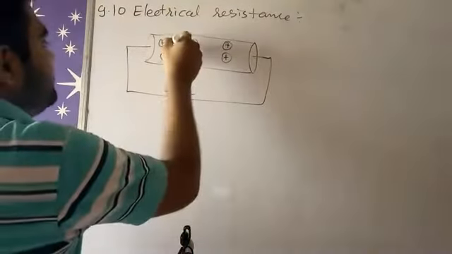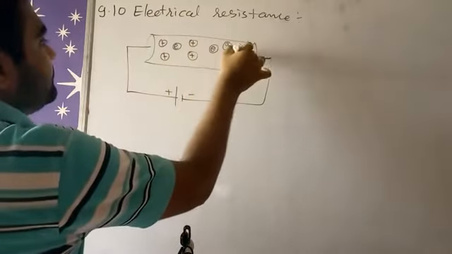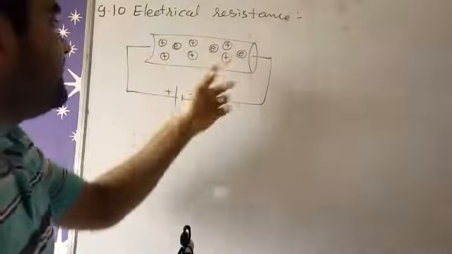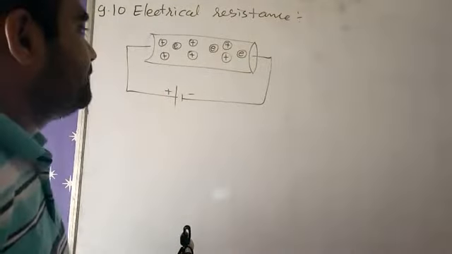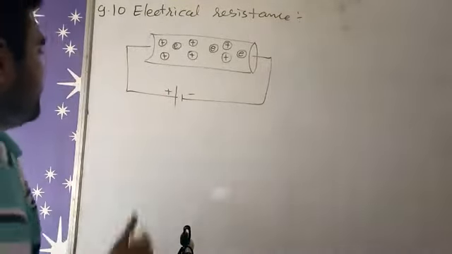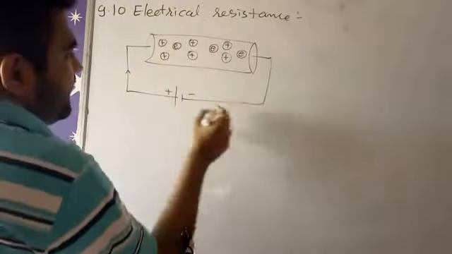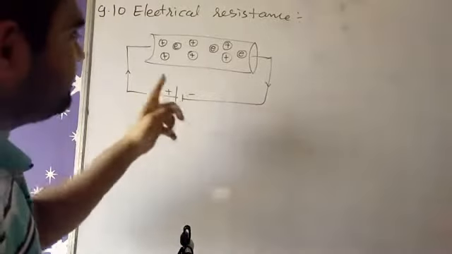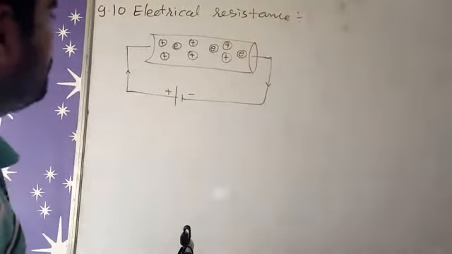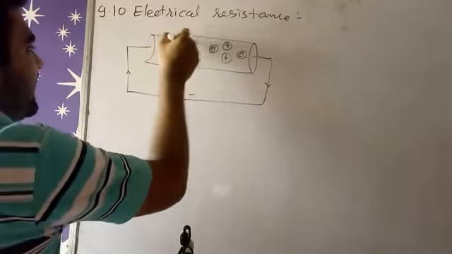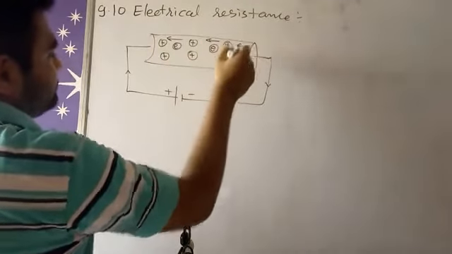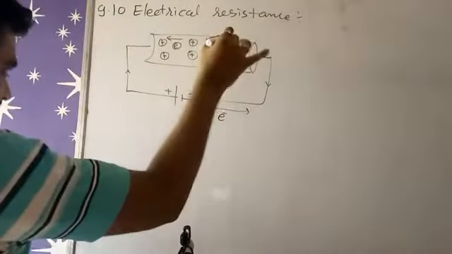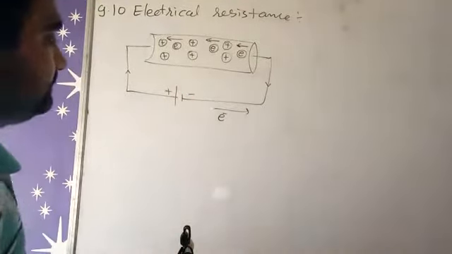And there are some free electrons also. So free electrons can move freely anywhere inside this conductor. Now whenever current is flowing from the positive to the negative terminal, because of the potential difference of the battery, the electron is moving in the opposite direction of that current. So the flow of electrons is in this direction and the current is in this direction.